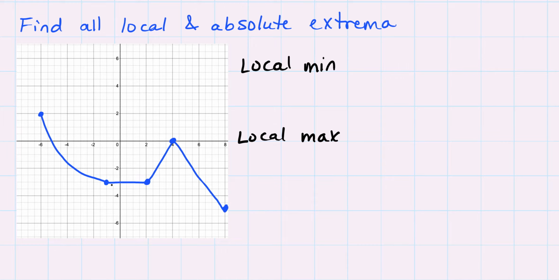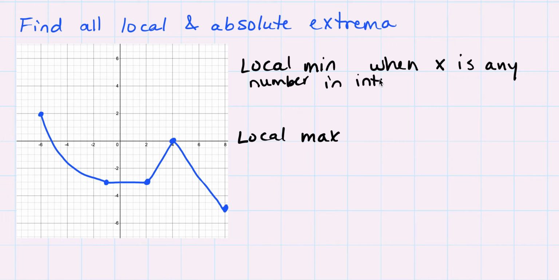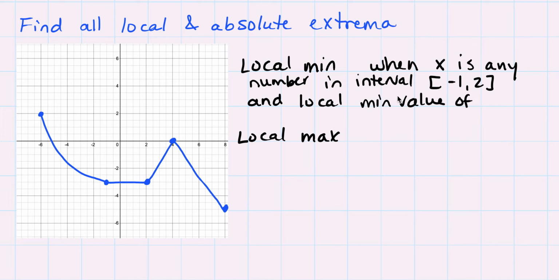Notice that we have a bottom of a hill. In fact, the bottom of a valley. In fact, all of this is the bottom of a valley. So we do have a local minimum. This is when x is any number in the interval -1 to 2. And we have a local min value of -3. Because here you can see this is -3, so that's the minimum value, but it's for all of these points here.